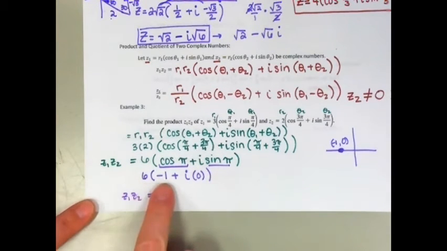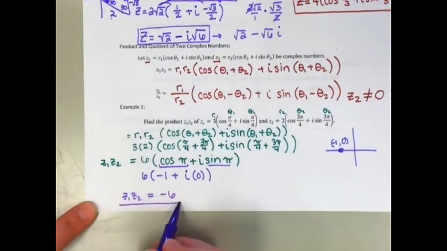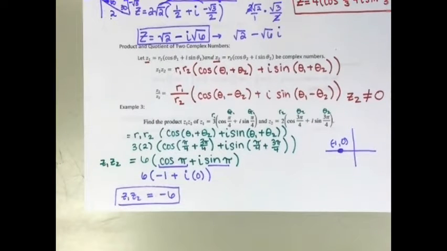What's 6 times -1 plus I times 0? -6. Why? Because 0 times I is 0. 0 plus -1 is -1. And then -1 times 6 is -6. There we go. So the product of Z1 and Z2 is just -6.